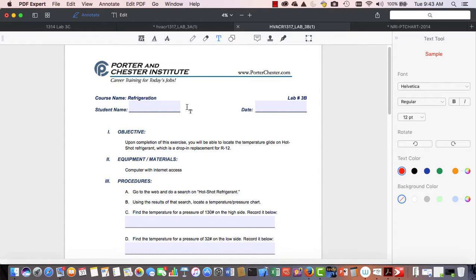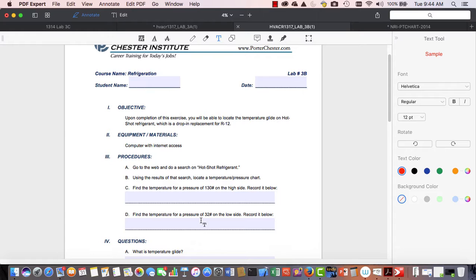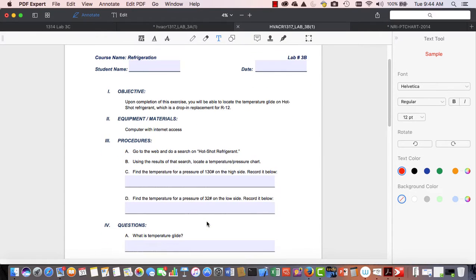Lab 3B, okay, upon completion of this exercise, you'll be able to locate the temperature glide on Hotshot refrigerant, which is a drop-in replacement for R12. Okay, Hotshot is a blend. What we're asking you to do is go to the web, do a web search on Hotshot refrigerant, find a temperature pressure chart, and then do the same thing we just did. You're going to find the temperature for a pressure of 130 pounds on the high side, record it. Find the temperature for 32 pounds on the low side, record it below.